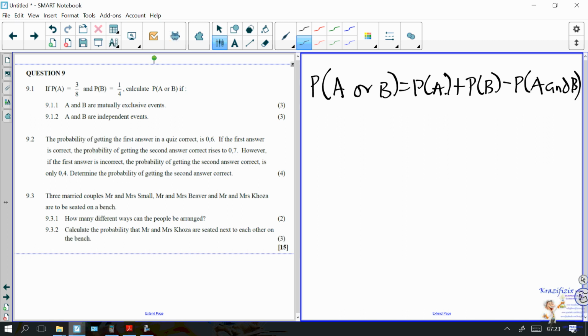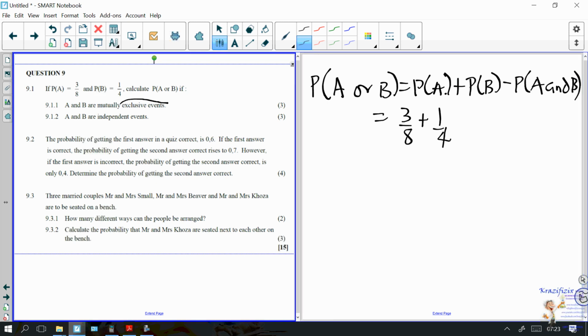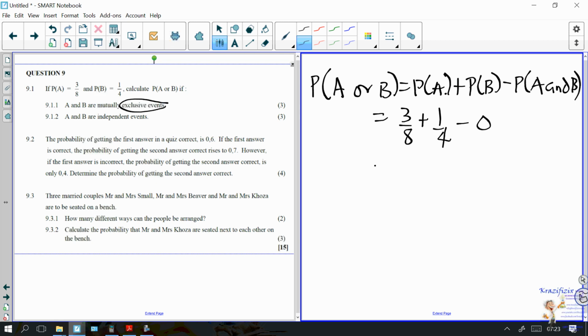Now, what is the probability of A? 3 over 8. Probability of B? 1 over 4. Exclusive means they have no point in common. There's nothing inclusive there. Minus 0. If you use your calculator here, you are going to get 5 over 8. Quickly, 5 over 8. That you need to be able to do using your calculator if you're preparing for NBT.